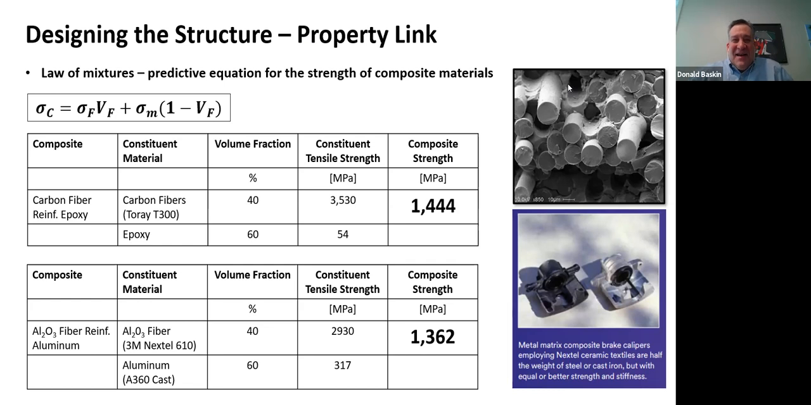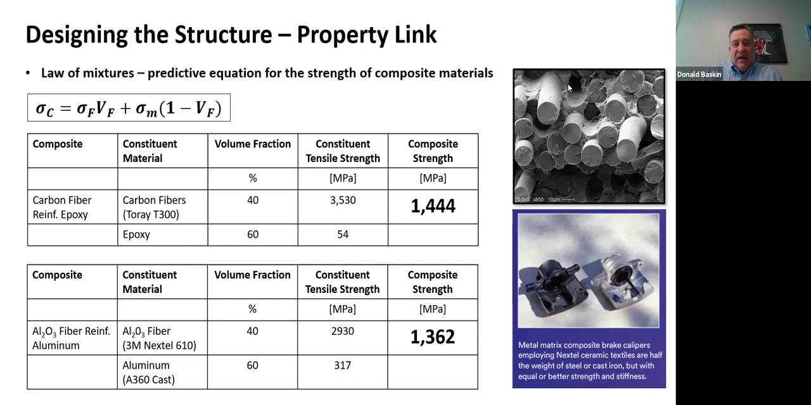It turns out there's a nice little, very simple model you can use in order to fill in that structure to property link. For composites, that's called the law of mixtures, and it's given by this equation here. It says that the strength, sigma, of the composite is equal to the strength of the reinforcing phase, the fiber in this case, if it was carbon fiber reinforced epoxy, times the volume fraction, that's how much fiber you got in the epoxy, plus the strength of the matrix, in this case epoxy, times the volume fraction of epoxy.